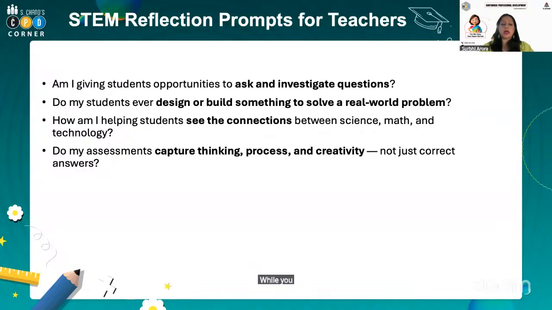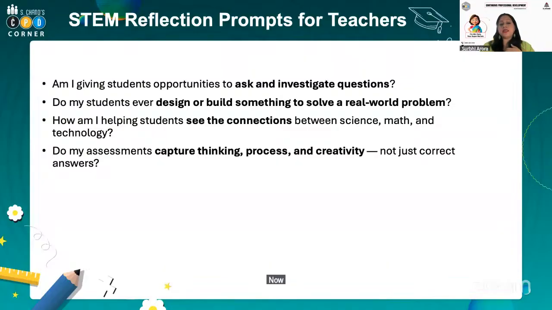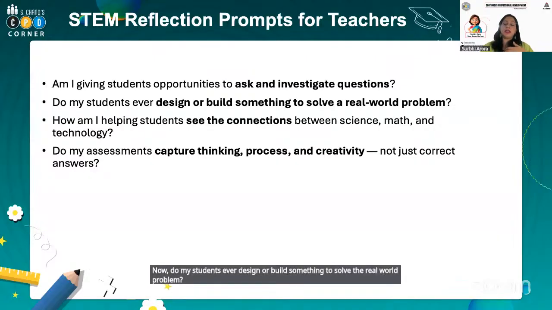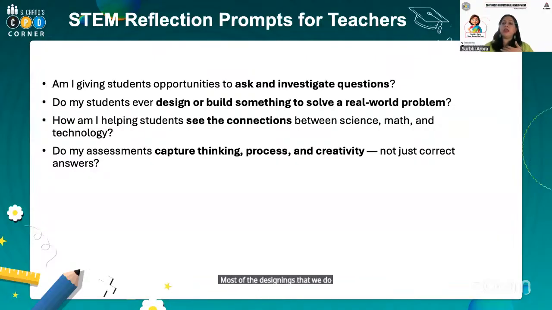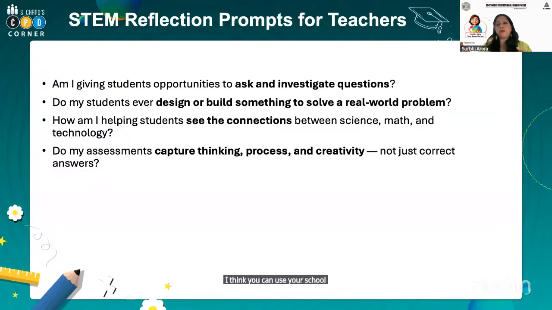For instance, what kind of investigating opportunities are you going to give to your children? Are you going to define every problem for them? Now, do my students ever design or build something to solve a real world problem? Most of the designs that we do, they are able to get all the answers from YouTube or other places. I think you can use your school campus. You can identify problems over there.